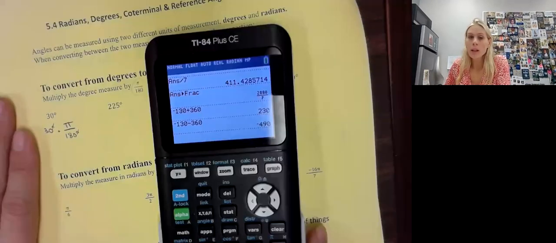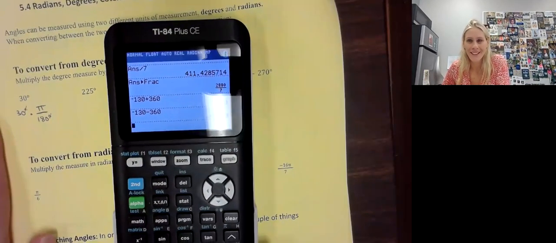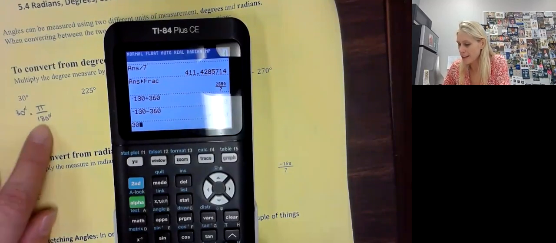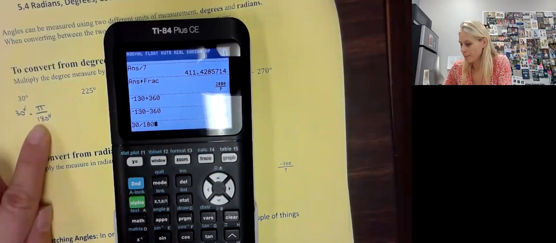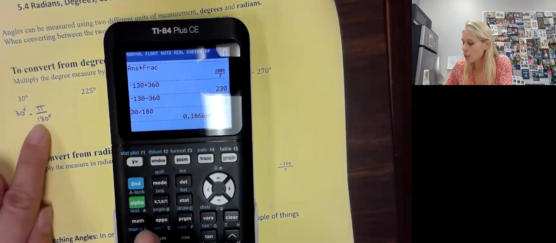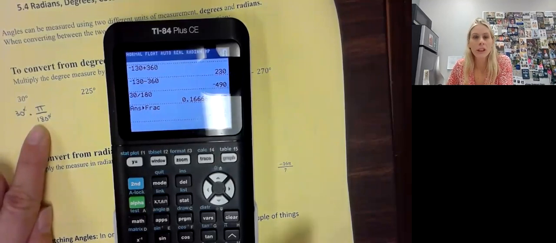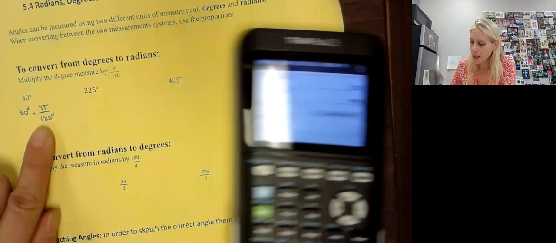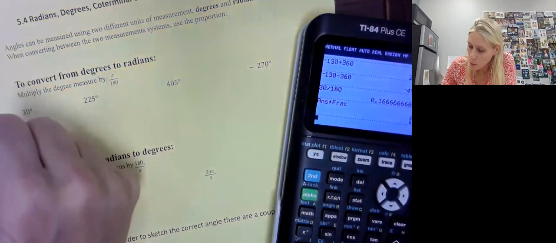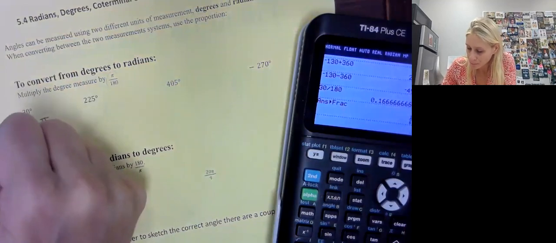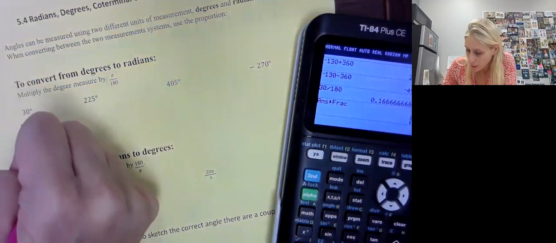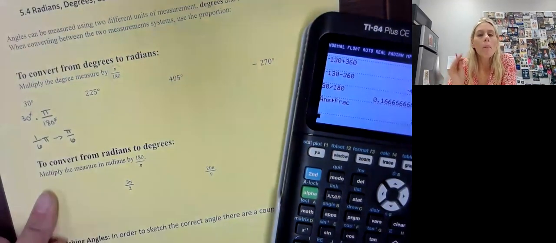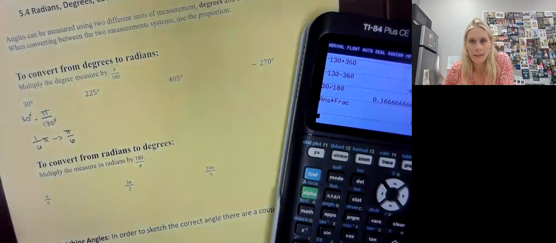So what you want to do, if you are allowed to use a calculator, hint, hint, is you would take 30 divided by the 180. Okay. Of course, it gives you a decimal. So you would go math, enter, enter, which gives us 1/6. Okay. Now, don't forget, pi is still there. Okay. So we can either write this as 1/6 pi, or you can write it as pi over 6. More than likely, you're going to see pi over 6, okay?